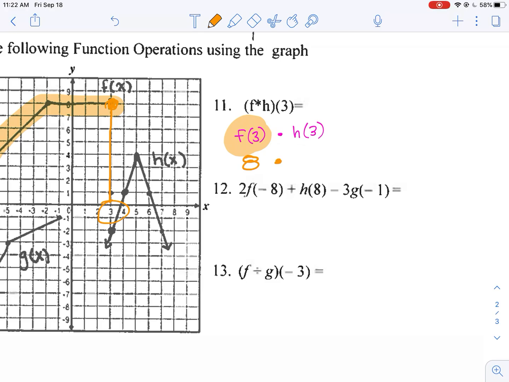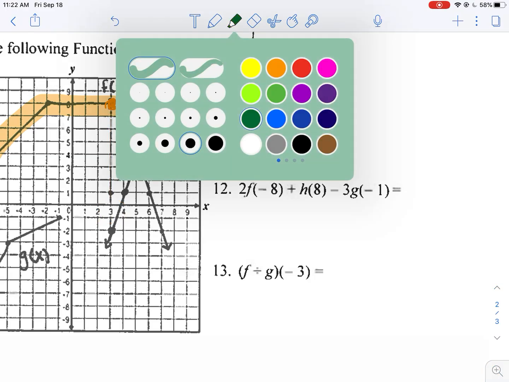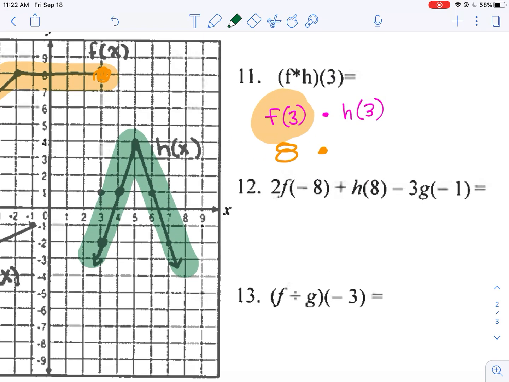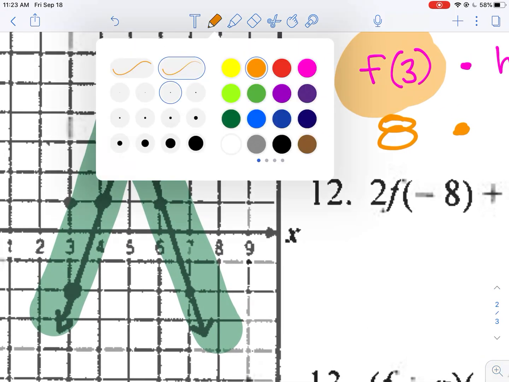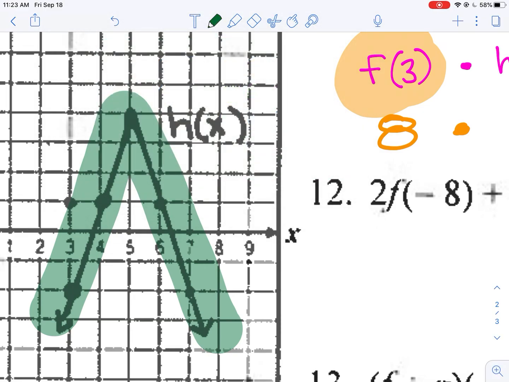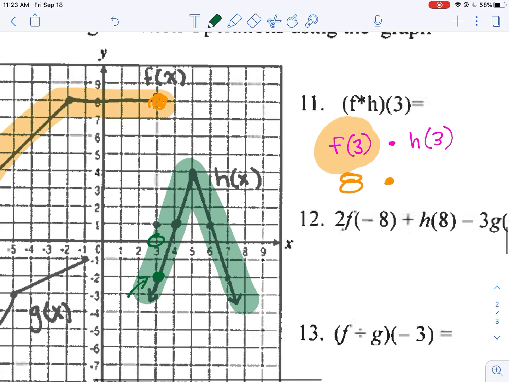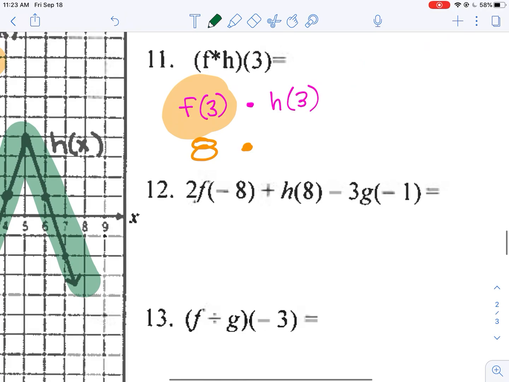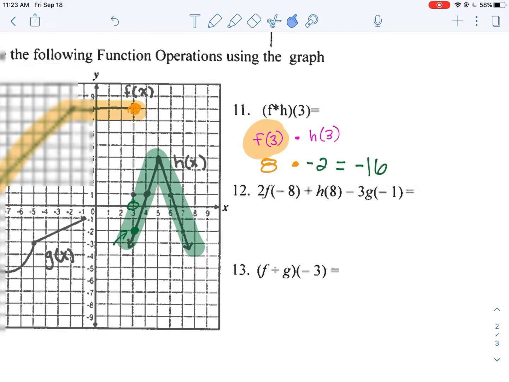Now for h of 3, again, it's nice and easy. I'm going to look for my h function, which I can find right about here. Again, nice input of 3. So I want to find out when 3 goes in, what's coming out for this h function. So 3 is my x. What's my y? Oh, it's right there. And that gives me a value of -2. So then I can do 8 times -2, again, answer of -16. So these function ones are nice and easy. I like these function ones. The function ones that involve the graphs are a lot easier because you don't really have to do as much work. You just have to find out what your output, or your y value, is.